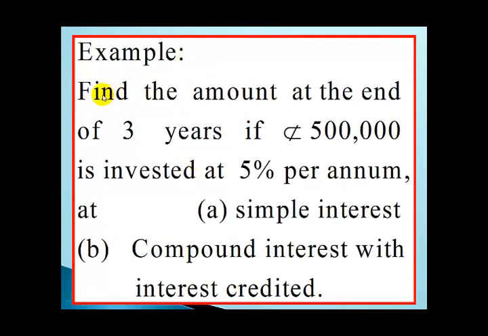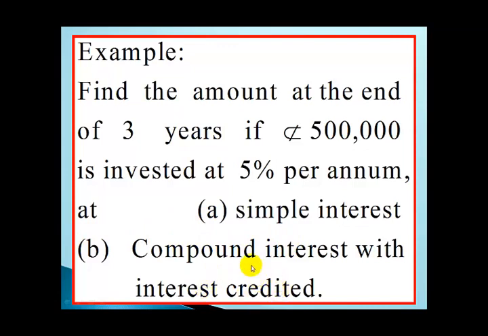From the question, find the amount at the end of 3 years if 500,000 cedis is invested at 5% per annum. A. Simple interest. B. Compound interest with interest credited. I go over the question again. Find the amount at the end of 3 years if 500,000 cedis is invested at 5% per annum at A. Simple interest. B. Compound interest with interest credited.